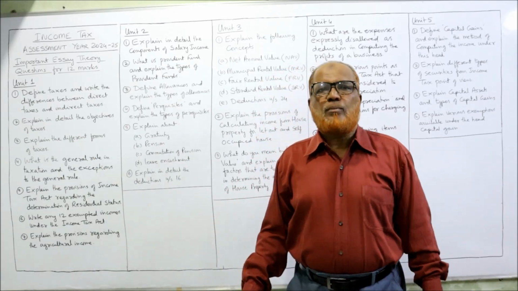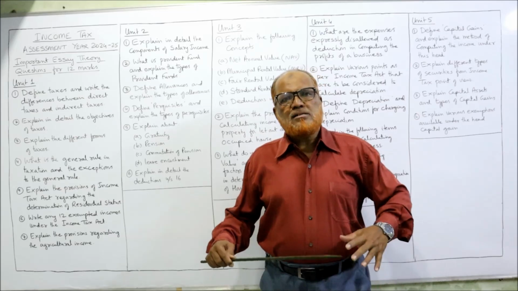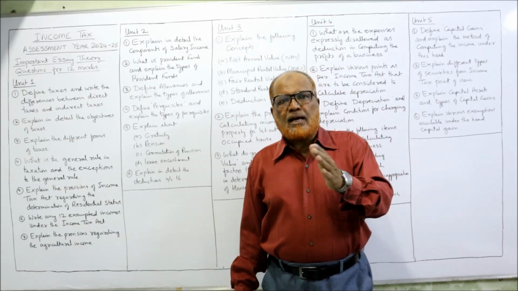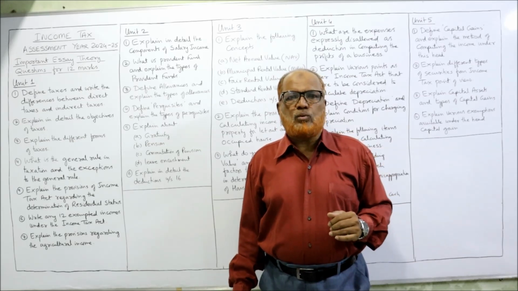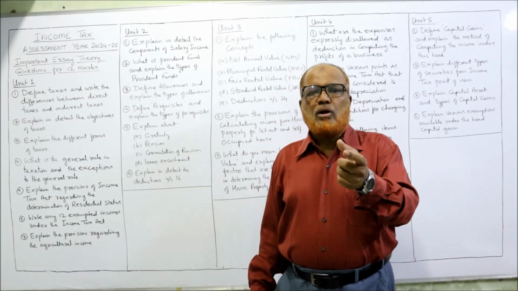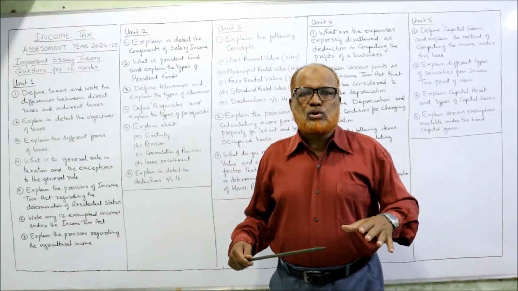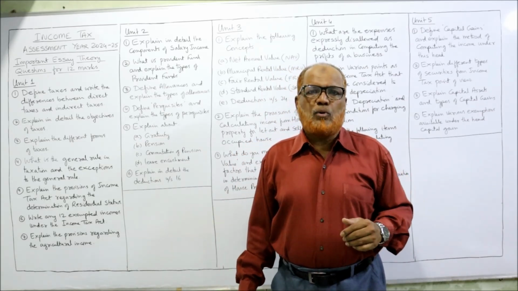Third, explain different forms of taxes. Taxes are of many types, like duty. The duties are excise duty or customs duty. Excise duty is the tax on production of goods. When the goods are produced, excise duty will be imposed.